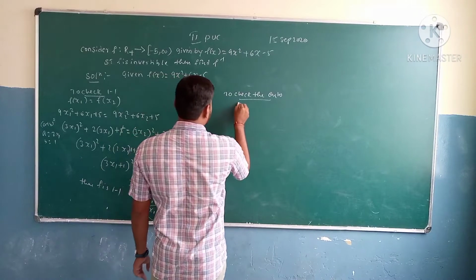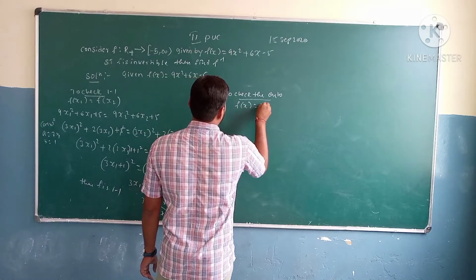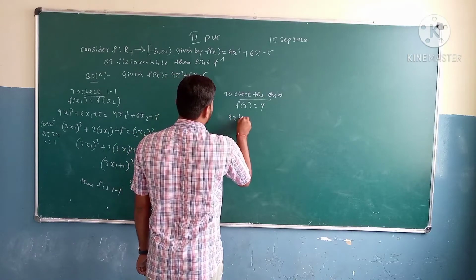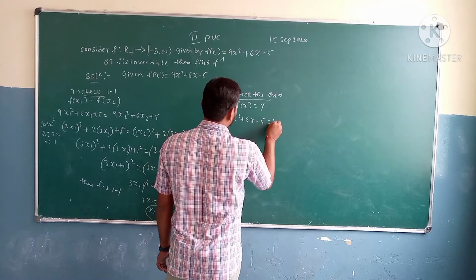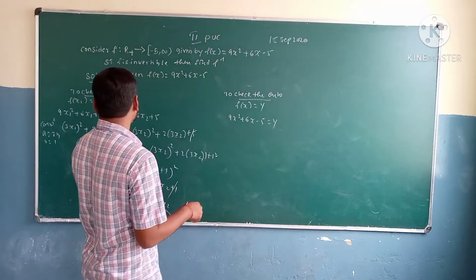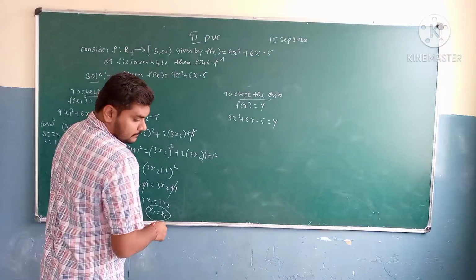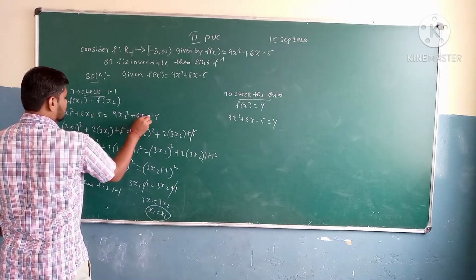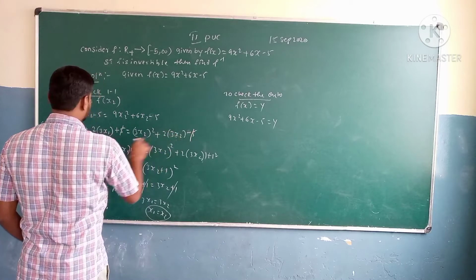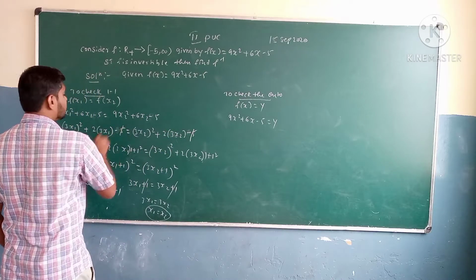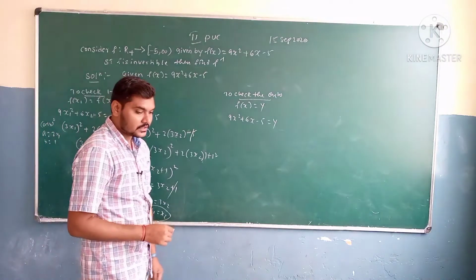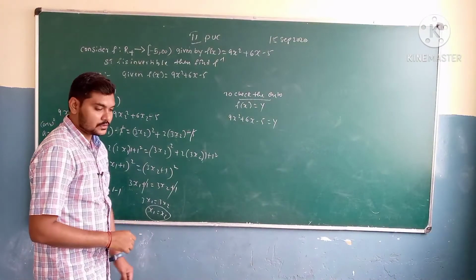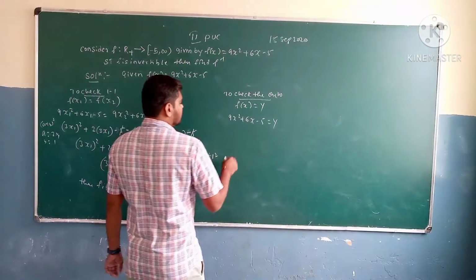So here I'm taking f of x is equal to y. In the place of f of x we have 9x square plus 6x minus 5 is equal to y. So I'm taking plus 5, sorry, so that's going to be minus 5. Here they have given 9x square plus 6x minus 5 is equal to y, so I am just writing.